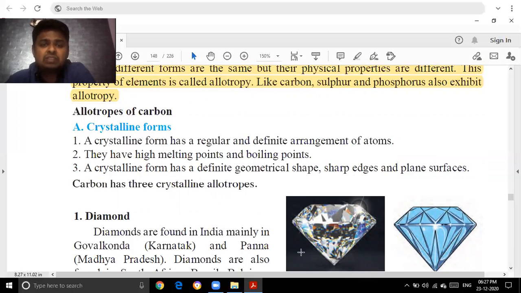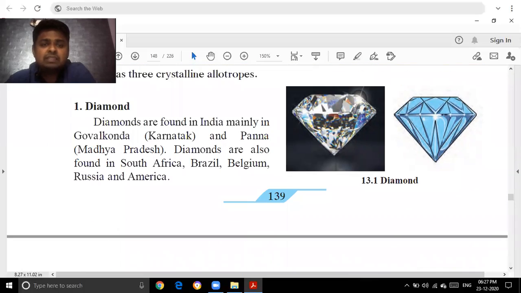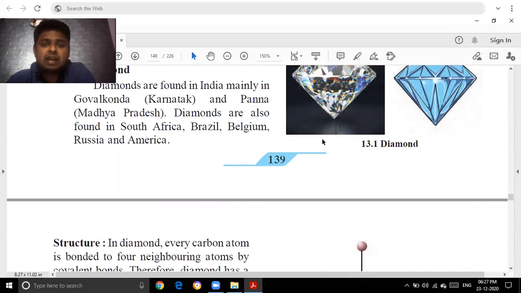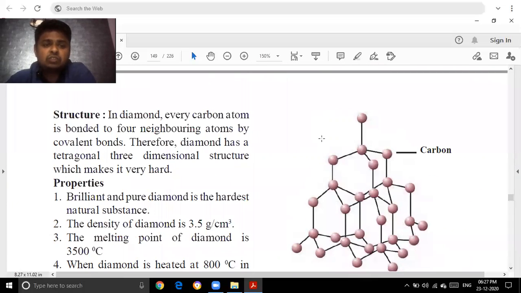So three crystalline allotropes are there. Number one is diamond. So diamond is found in India mainly in Golconda and Panna, Madhya Pradesh. Diamond is also found in South Africa, Brazil, Belgium, Russia, and America. Structure. So in diamond, every carbon is joined to 4 other neighboring carbon atoms. You can see the structure. So diamond has a tetrahedral 3-dimensional structure, which makes it very hard.